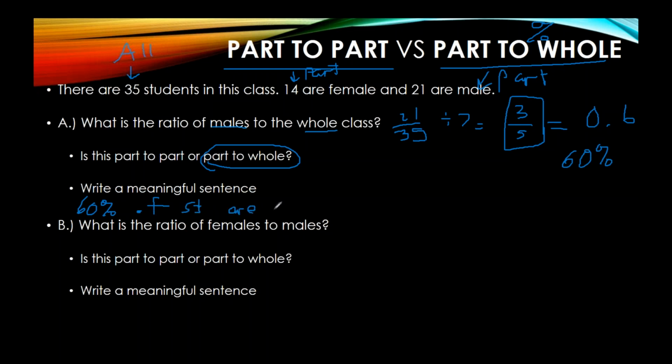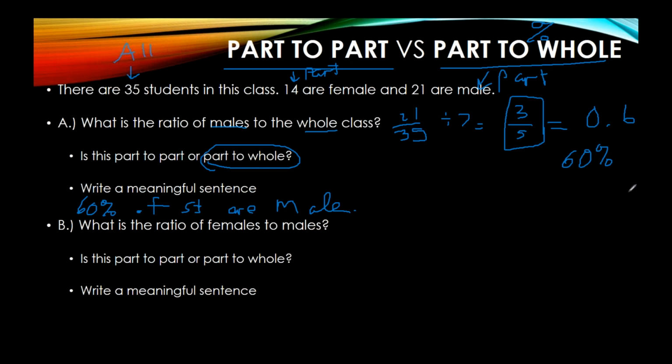And yes, I abbreviated because you try writing with a mouse, right? So 60% of students are male. I love part to whole ratios because you can write them as percents, and they're a whole lot easier than part to part ratios. Okay. Anybody have any questions on how we did that or why I did that? Stop me if you do.